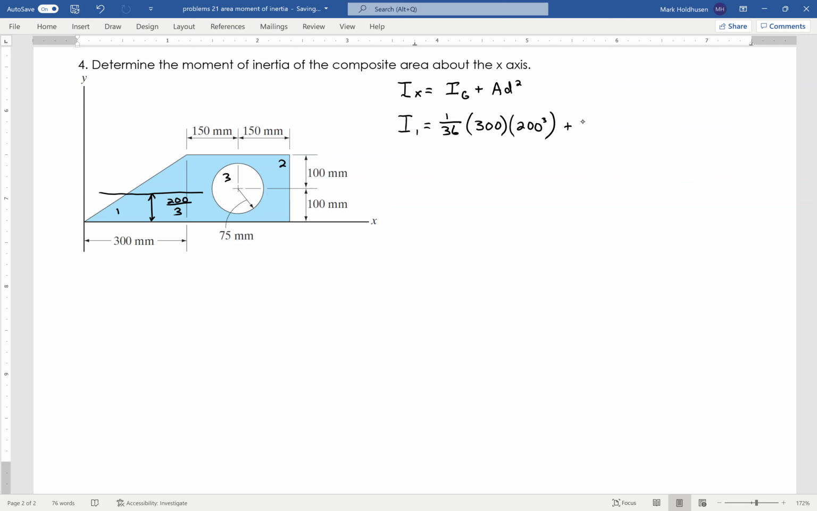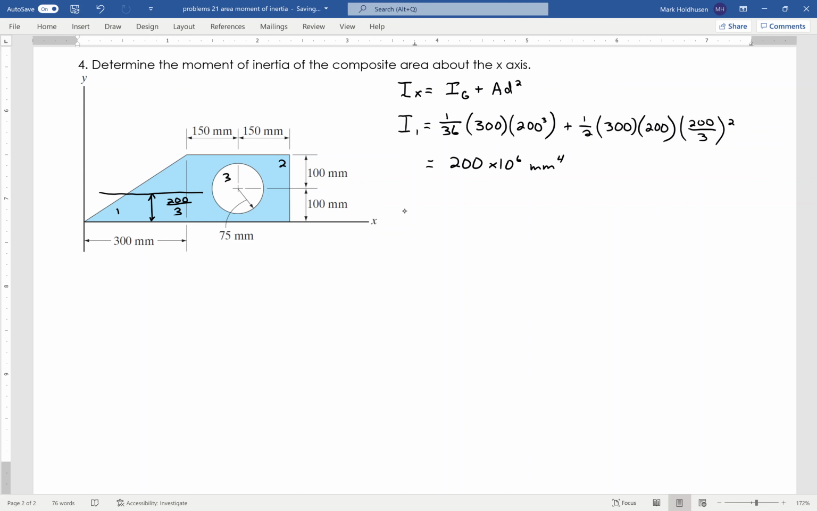Now the area of a triangle is 1/2 base times height, so 1/2 times 300 by 200. Okay, and then again, the distance between that centroidal axis and the x-axis is 200 over 3. Okay, and I'm going to take that squared. So from that, I find the moment of inertia about the x-axis of that triangle is 200 times 10 to the 6th. Okay, so 200 million, and that'll be millimeters to the 4th.